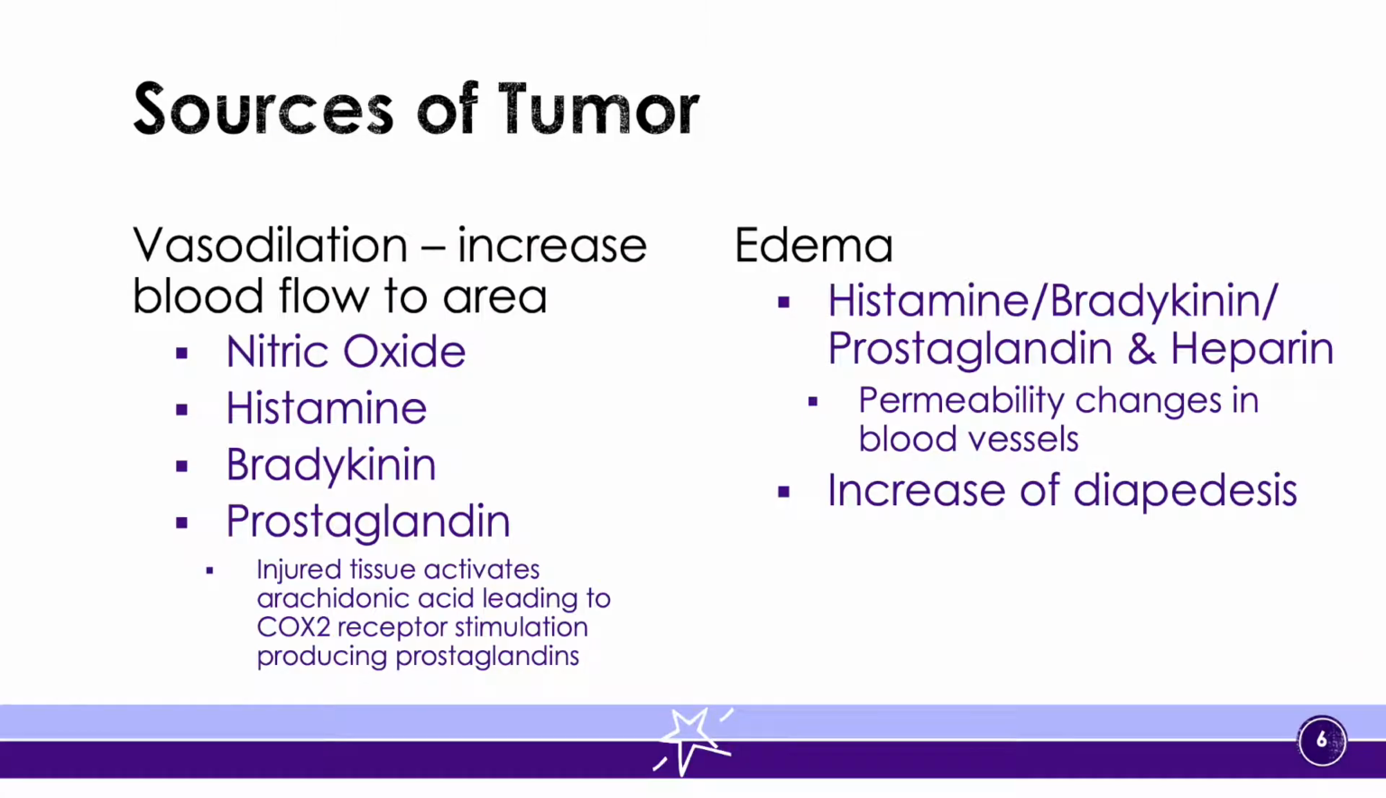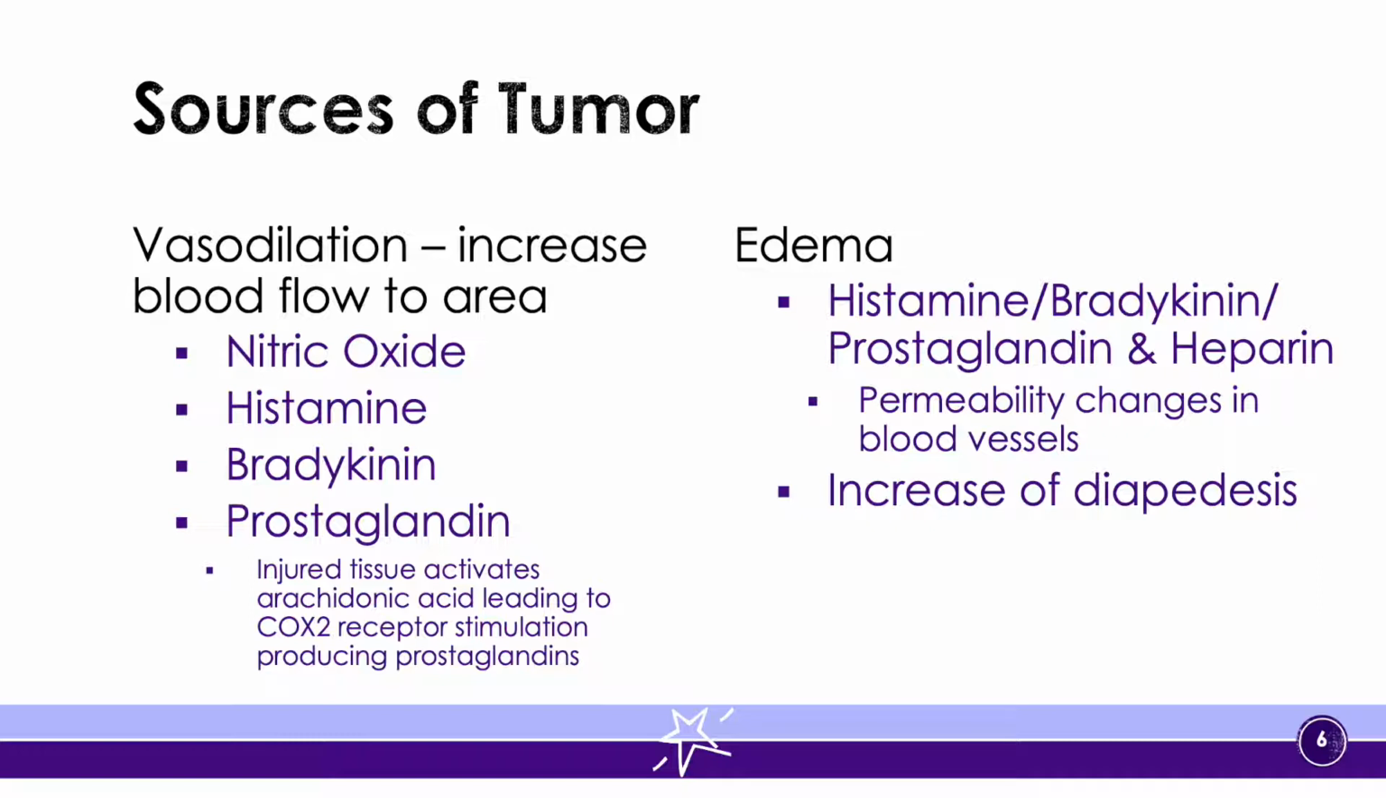So let's take a look at our sources of tumor, which remember is that increase in swelling and edema that can happen within the area. So what we'll end up doing is increasing blood flow to the area itself, because we need to call in all of those white blood cells, the neutrophils, the monocytes, to the area to help in the inflammation process by consuming all of those cells that need to be consumed to help heal the area. The chemical mediators of nitric oxide, bradykinin, and histamine all contribute to this vasodilation. Prostaglandins also increase blood flow to the area through vasodilation.